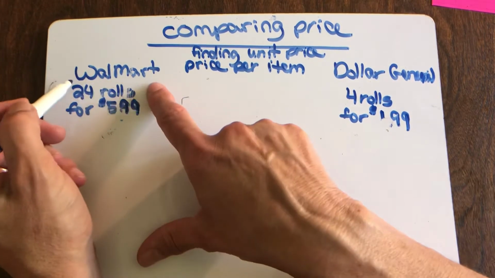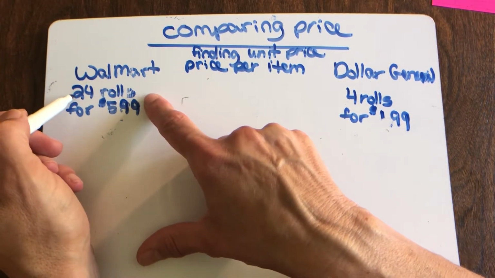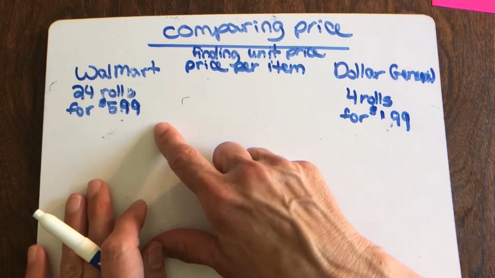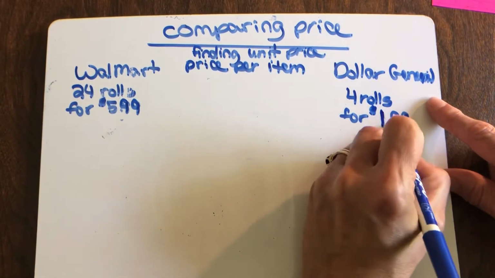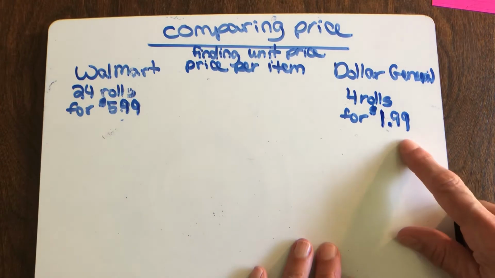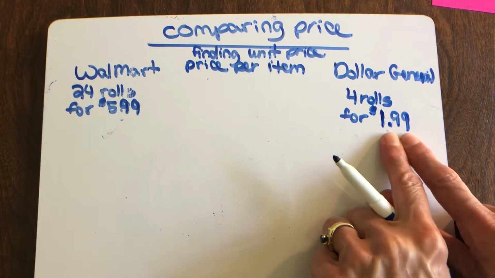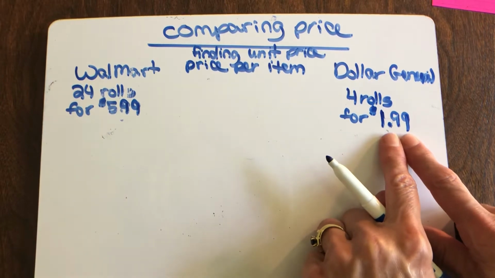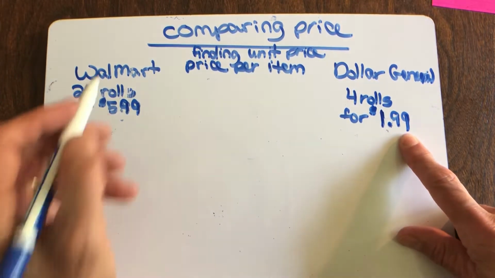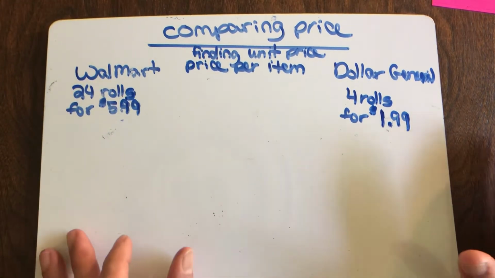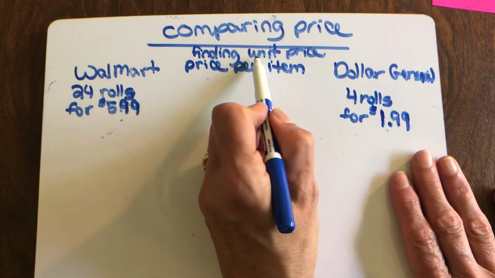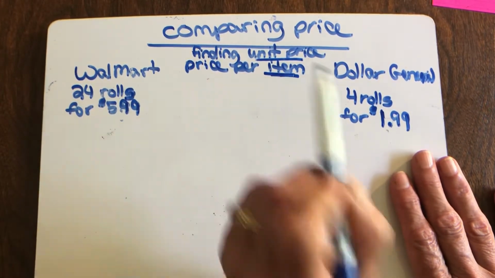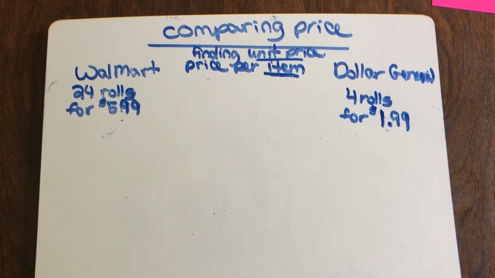All right, so you're at Walmart and they're selling toilet paper, 24 rolls for $5.99. Then you go over here to Dollar General and they're selling 4 rolls for $1.99. Well, that looks a lot better to me, right? Because it's not as much and seems like a good deal to me. But the thing about it is, you can't really tell what's the better price because you don't have the amount of money for each individual item. And remember what a unit price is. It's per one item. So you have to stop and do just a little bit of math to figure out who's got the best price.